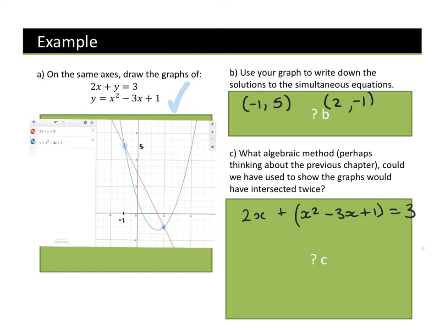We're going to say that this has got our solution set contains two solutions. Because that would mean that it intersects twice. And you'd solve that.